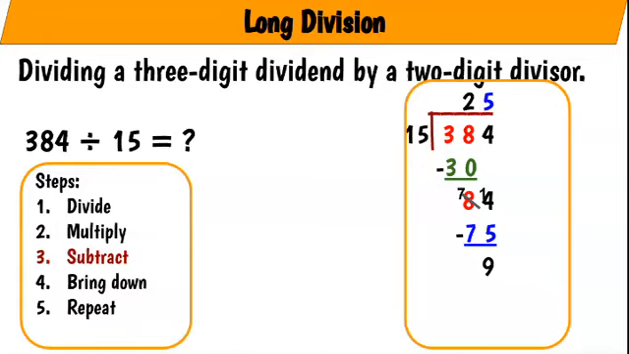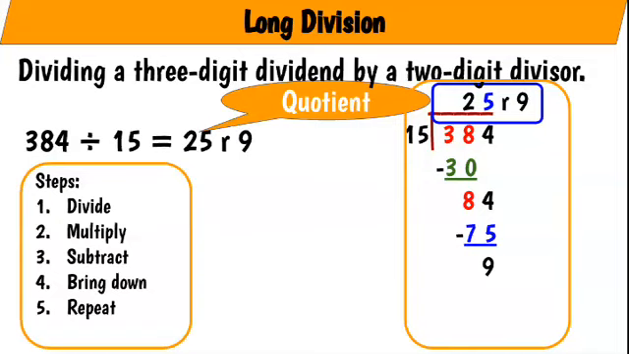So that's it. That's the end of solving our problem. So we have our 25. So we can get 25 groups of 15 from 384 with our remainder of 9. So that's the end of our sum. And here we have our quotient 25, remainder 9.